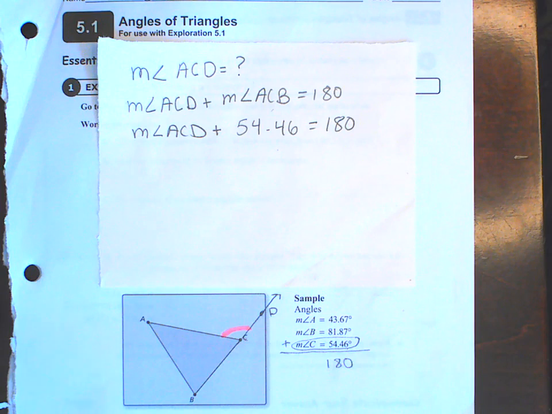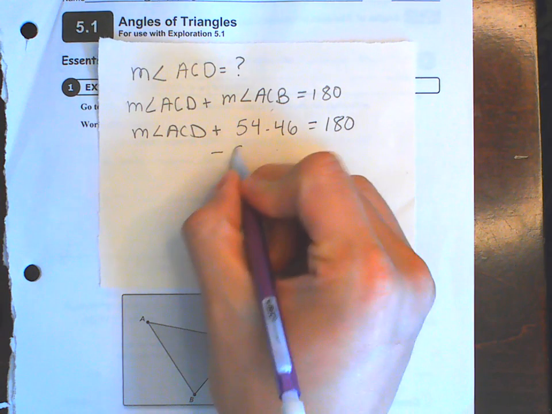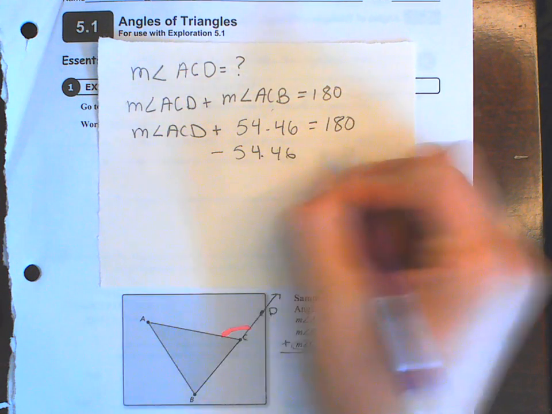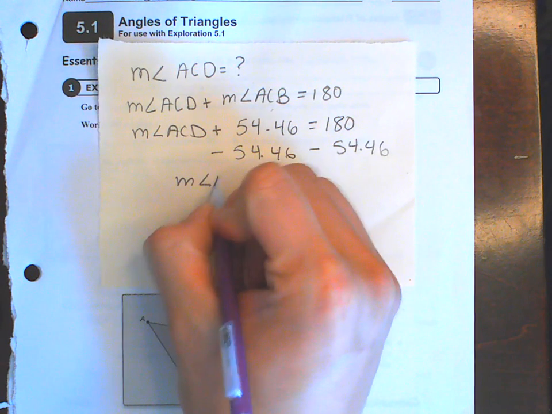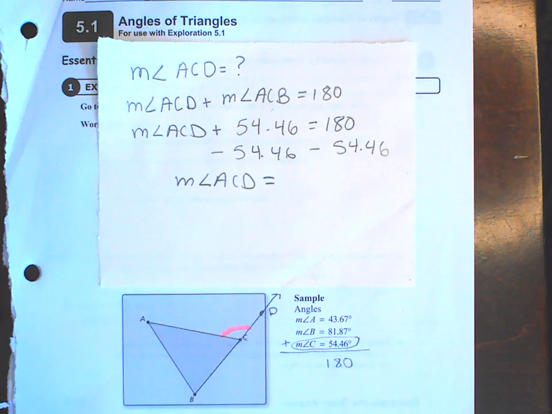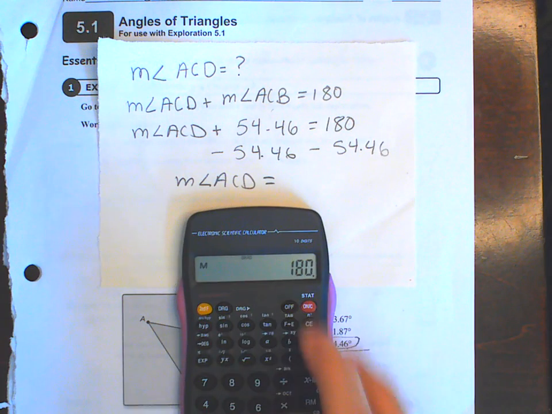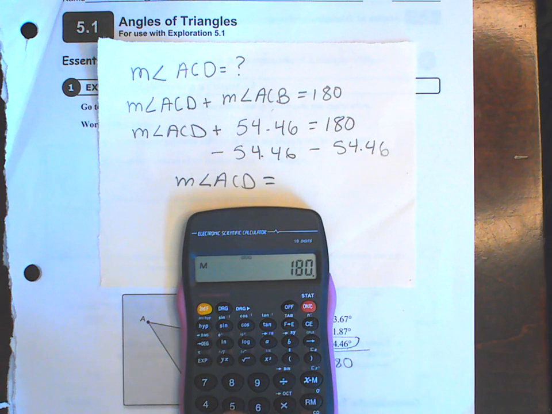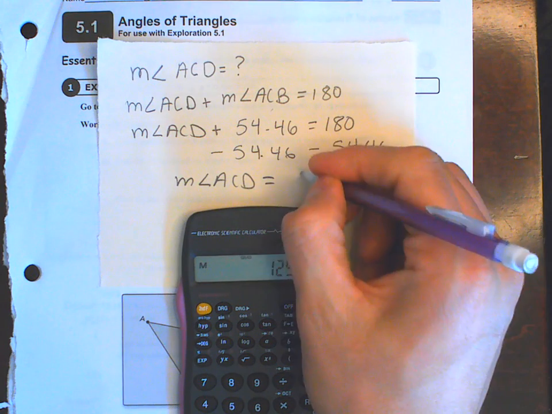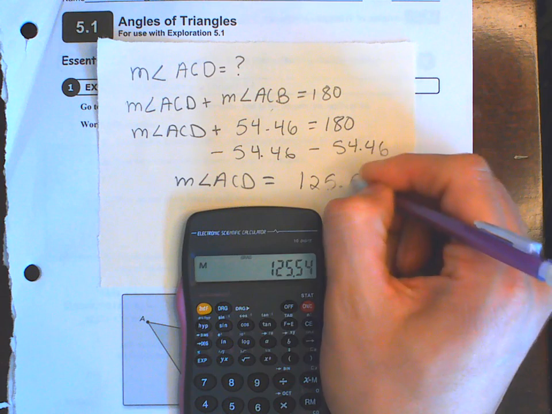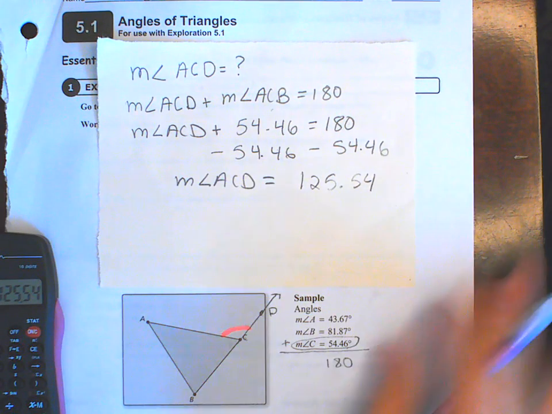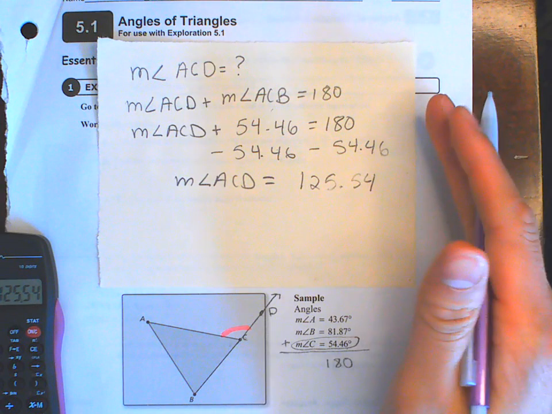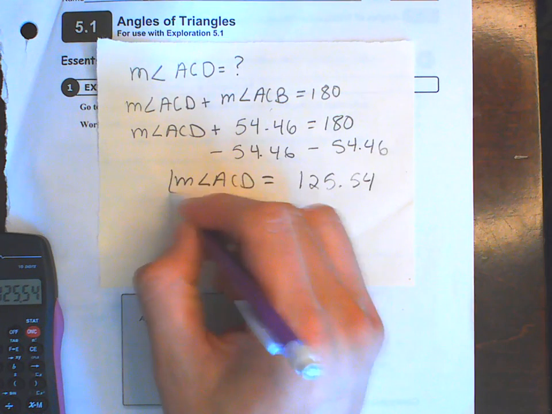Now we're going to subtract 54.46 from both sides of the equation. So the measure of angle ACD is equal to, I'm going to put my calculator here so you can see, 180 minus 54.46, and that's going to be 125.54. This is what that angle is going to be, 125.54. So let's look at that.